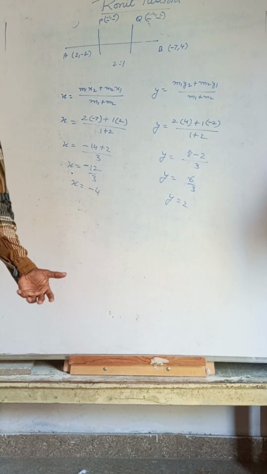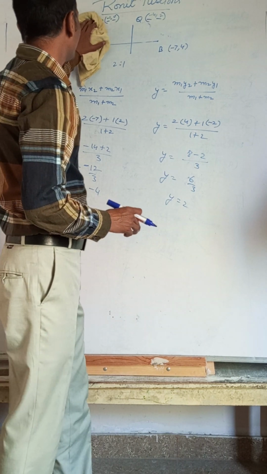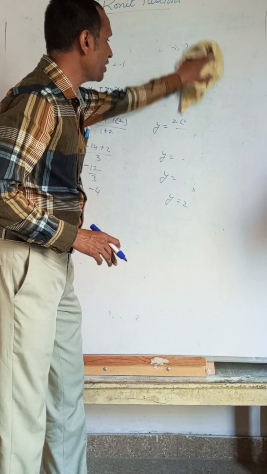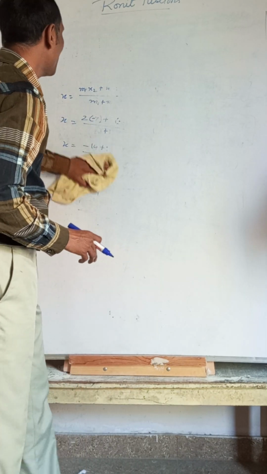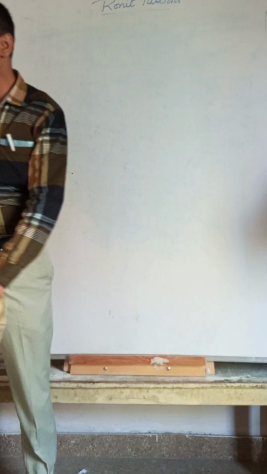It is the same example in that chapter. I hope you understand it. Next we are going to the next question. The coordinate points are P -1, 0 and Q -4 comma 2. The next question is given.